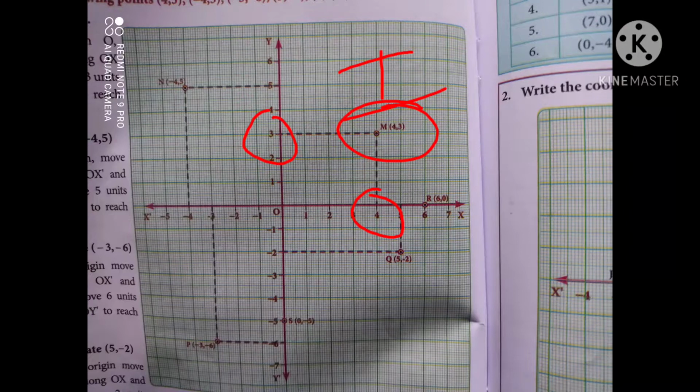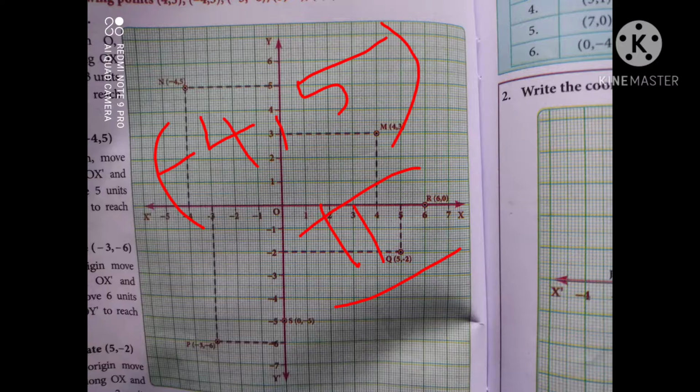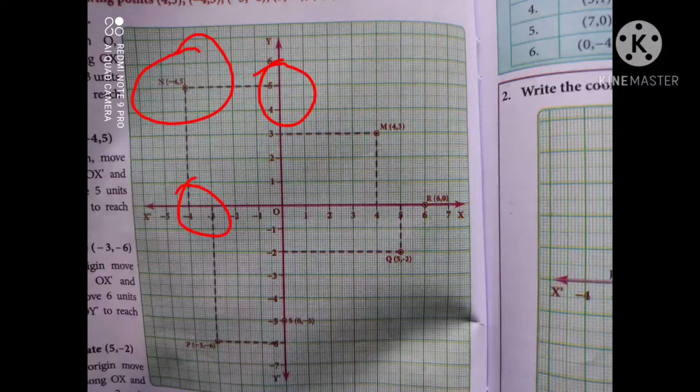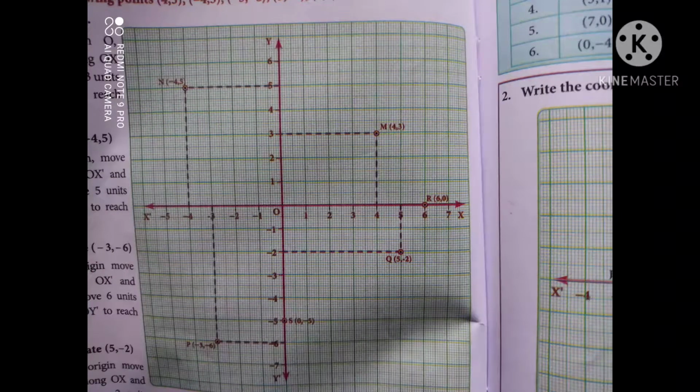So 4 is the x value and 3 is the y value. Start from the origin O, move 4 units along OX, and from 4 move 3 units parallel to OY to reach point M, 4 comma 3. Thus you complete it. The next point is minus 4 comma 5. Minus 4 comma 5 is negative and positive, so it is in the second quadrant. Minus 4 is the abscissa and 5 is the ordinate. Use the graph and plot the point.